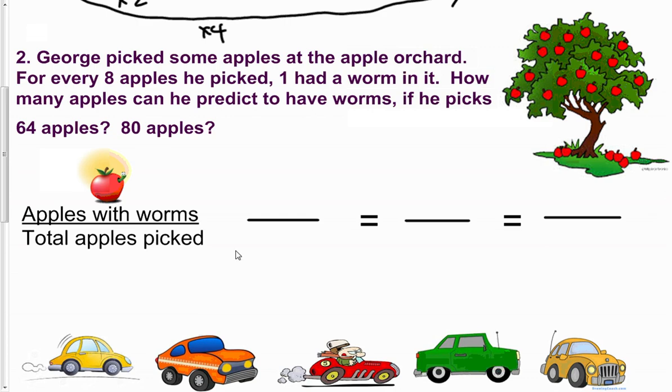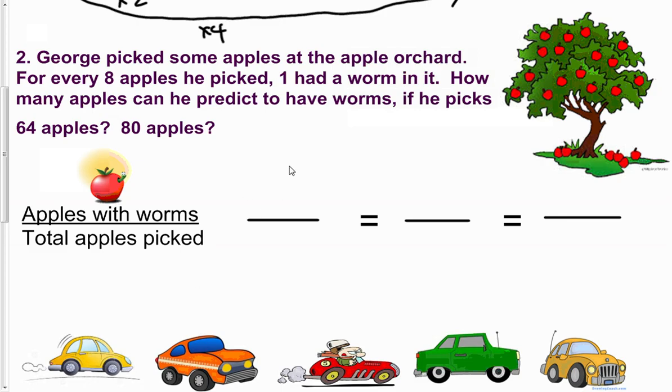Problem number 2. This is an experimental probability problem. George is doing an experiment. George picked some apples at the apple orchard. For every 8 apples he picked, 1 had a worm in it. How many apples can he predict to have worms if he picks 64 apples? How about if he picks 80 apples? Let's give this a try.